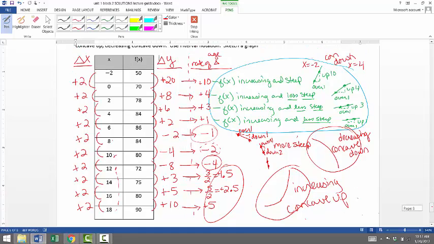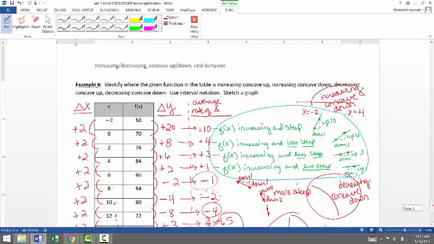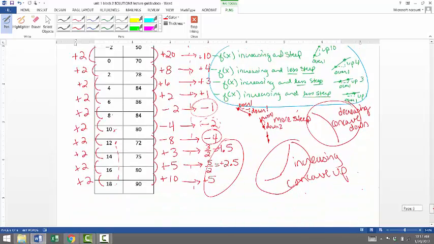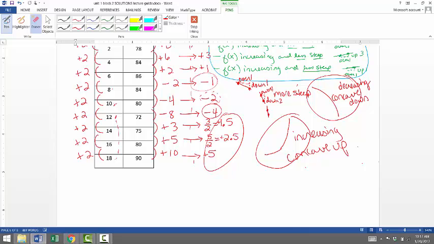Altogether, when we put all these pieces together, the function was increasing concave down, then decreasing concave down, then increasing concave up. So roughly, we see a function that resembles this.